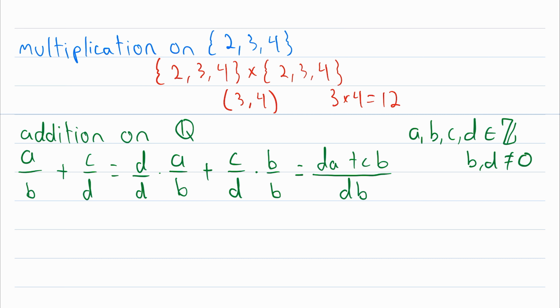That is, of course, assuming that by product we mean multiplication, which we do for now. Therefore, this fits the definition. This is a rational number, so addition on the rationals is a binary operation.